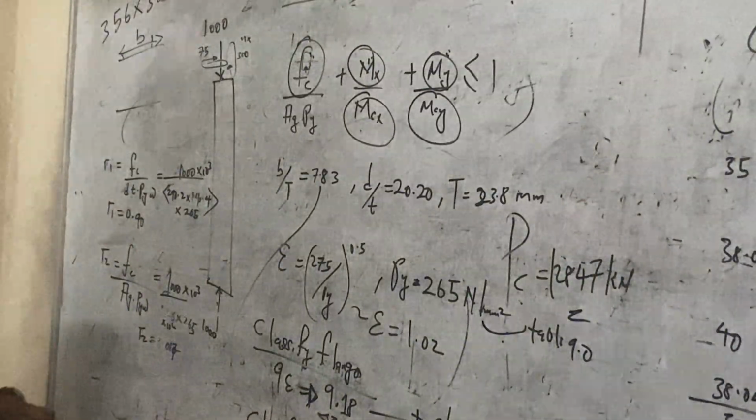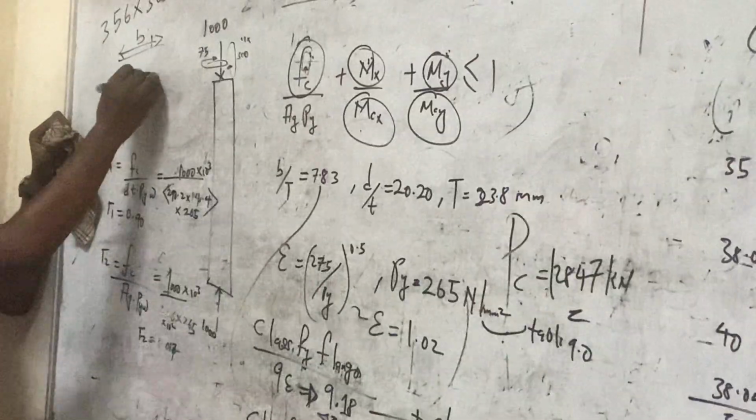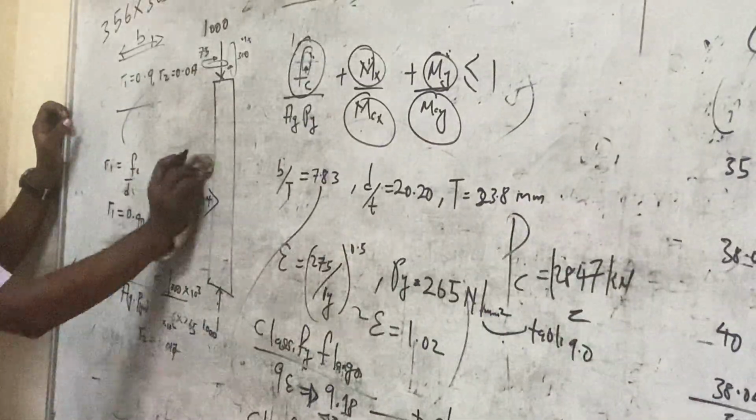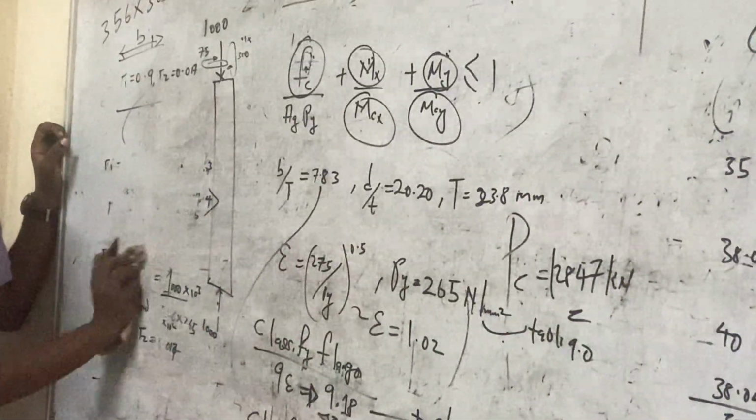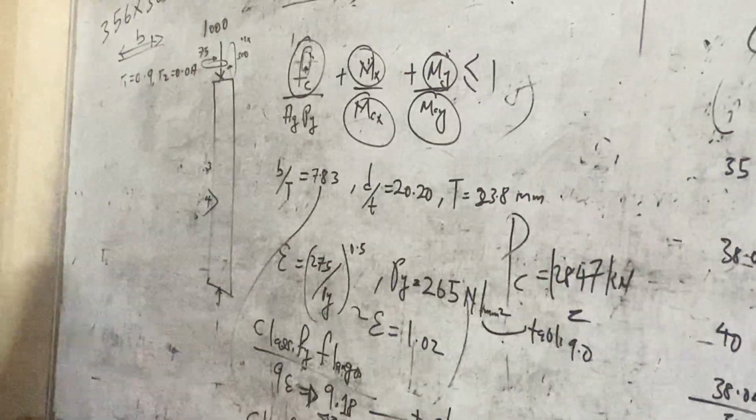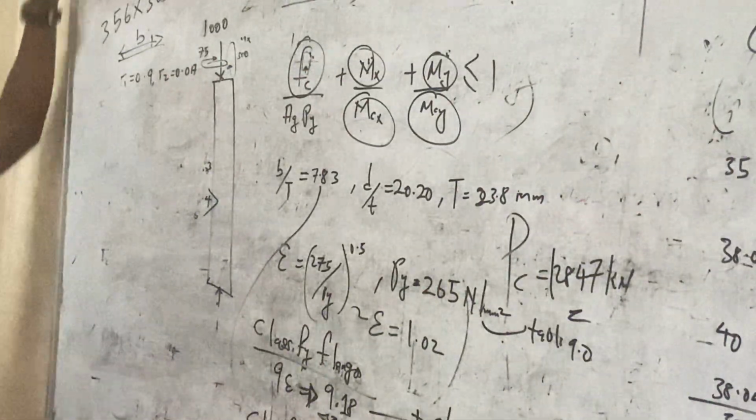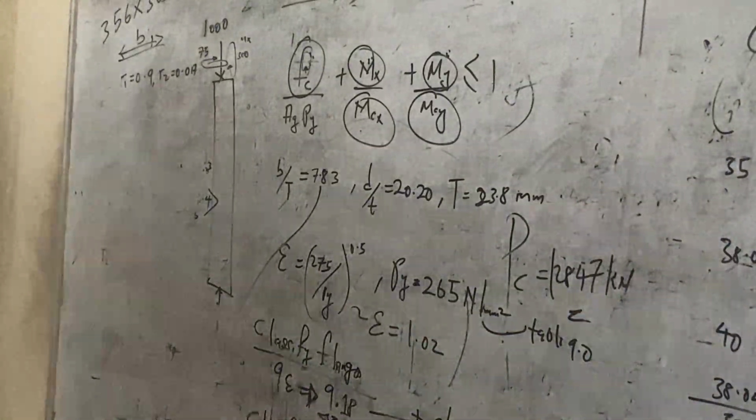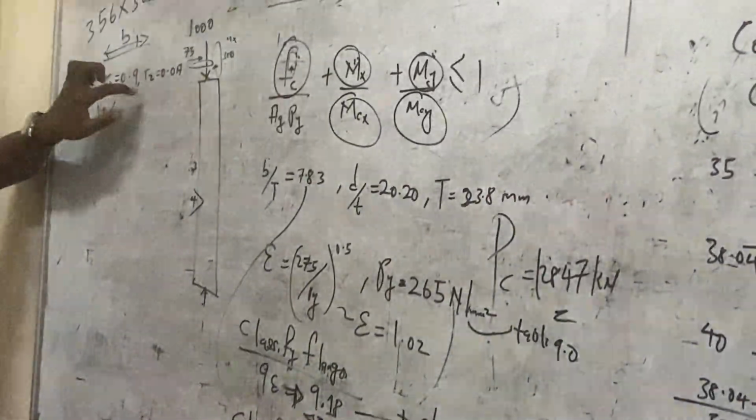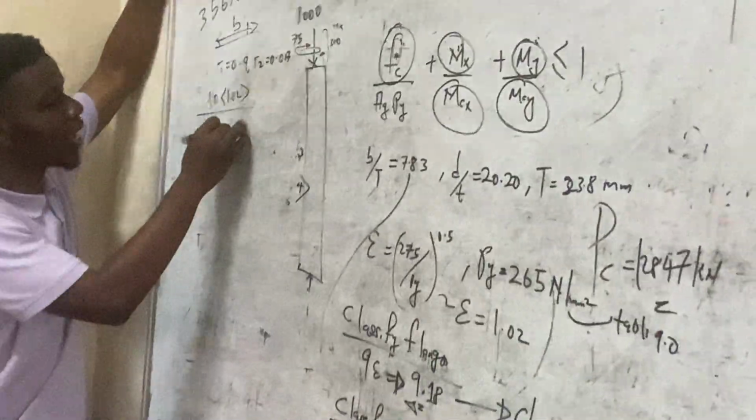So classifying the web now, we know R1 is 0.9, R2 is equal to 0.017. Perfect, just be writing, don't worry. So, what is the first limit value? 80E over 1 plus R1. I wrote the values here so I can compute. 80E is what? 80 times 1.02 over 1 plus 0.9. What is the value?